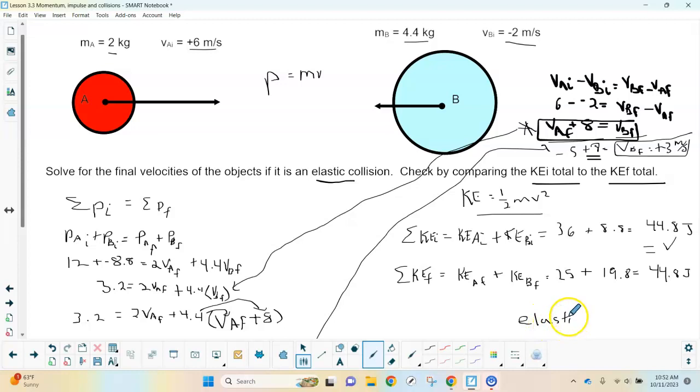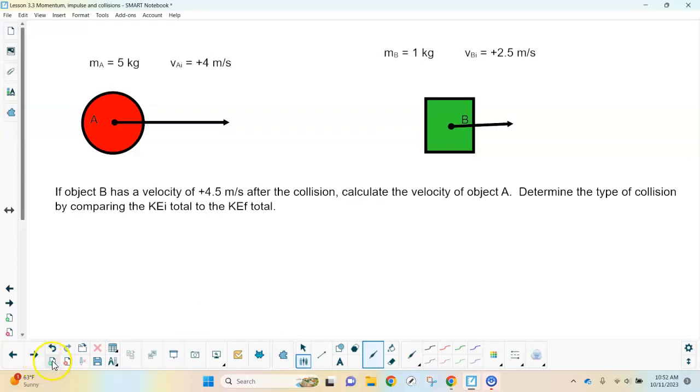It won't work any other way. So if it's an elastic equation, this equation has to be satisfied. These are going to be equal. Conservation of momentum is the same in every problem, so that doesn't change. Okay. This one is not elastic, so we're going to figure out what type of collision it is.